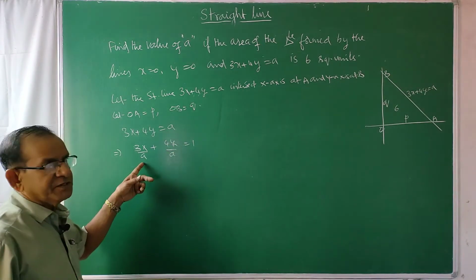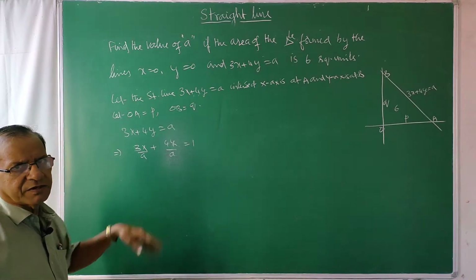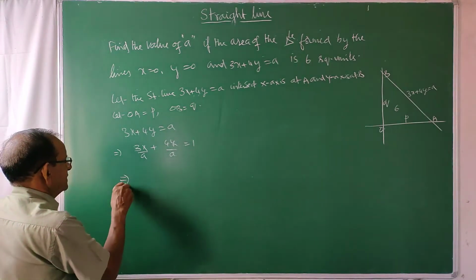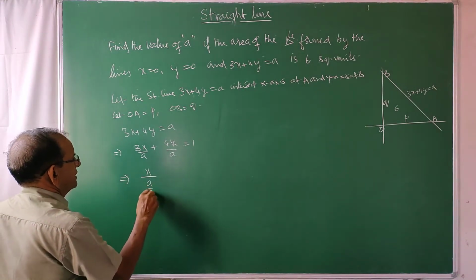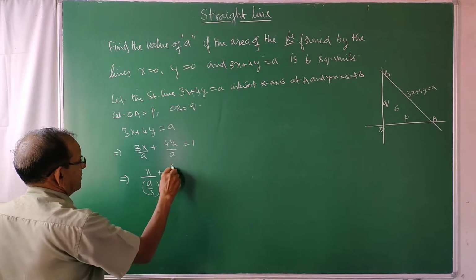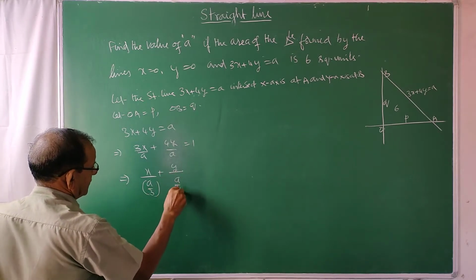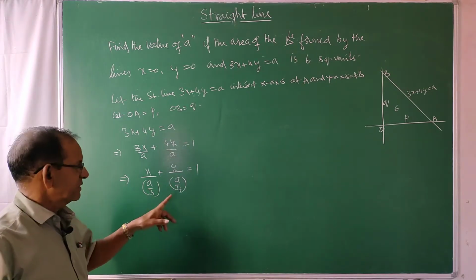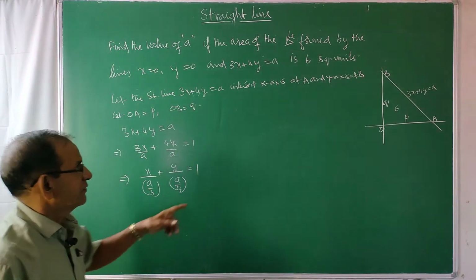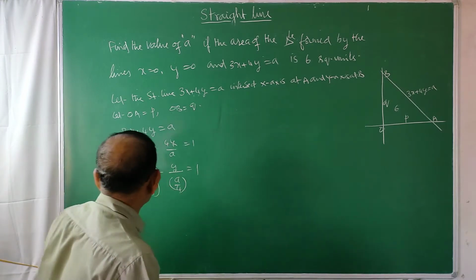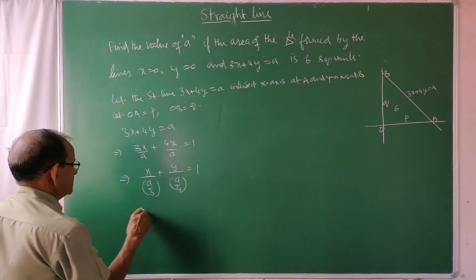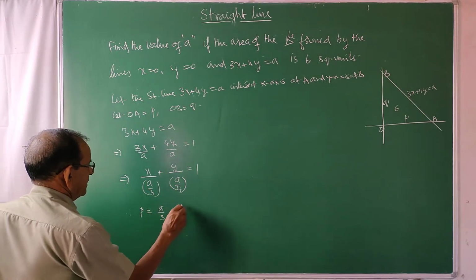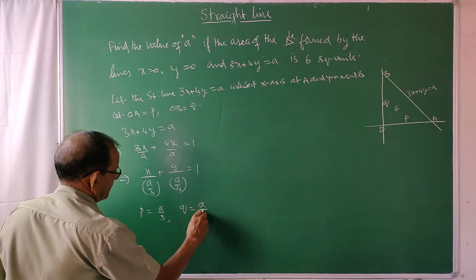But it should be in the form of x by a plus y by b. So I will change it as x by (A by 3) plus y by (A by 4) is equal to 1. Now this is the x-intercept and this is the y-intercept. We took them as p and q. Therefore, p is equal to A by 3 and q is equal to A by 4.